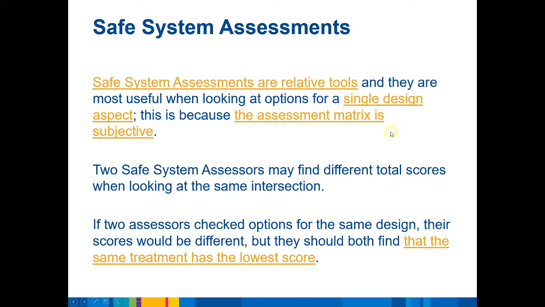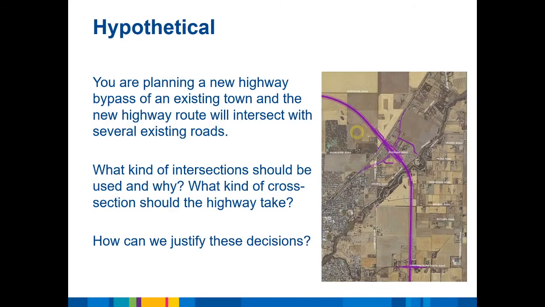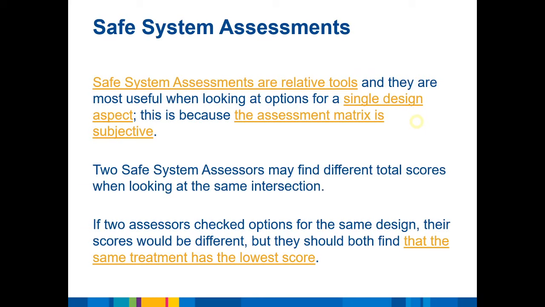But what it can do is, if you were looking at, again, our hypothetical situation a couple of slides ago, if you were looking at a raised platform intersection or a roundabout or a grade separated intersection or anything like that, it can tell you what is better there. So that's what we want them to do. They're a subjective tool. They use a qualitative assessment, but they help to compare different treatments.